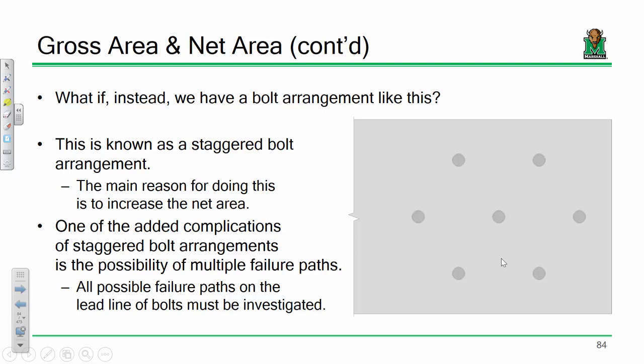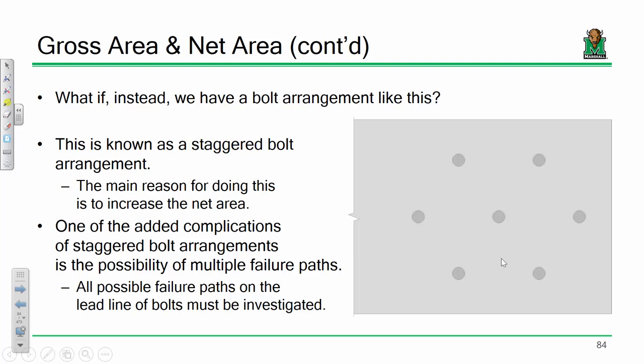Okay, let's say I have a member, and now let's say that member goes on forever. And so here's the end of the member, and I've got some staggered bolts like this. Okay? The lead line is all of these bolts that sort of occur on this path. In other words, the way I like to visualize the bolts that occur on the lead line.